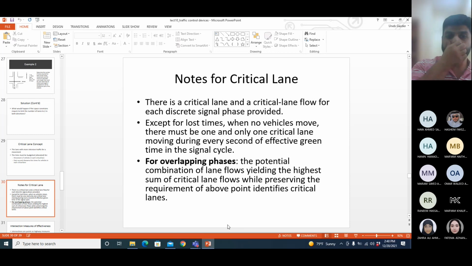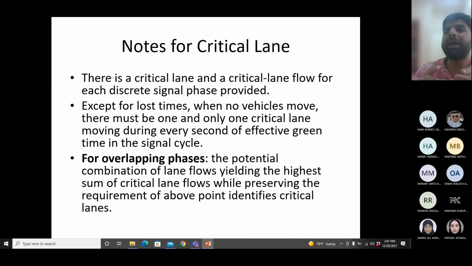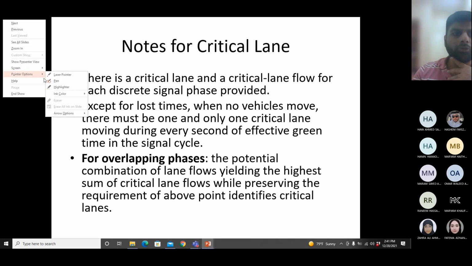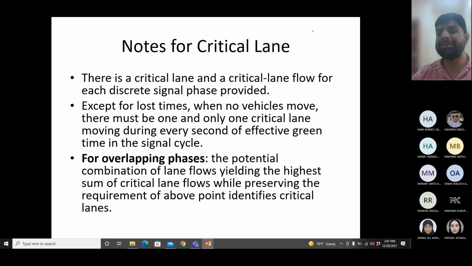Okay. Then the overlapping phases. Okay. Now let me explain what we mean by overlapping. Overlapping basically means when you have two phases and they have some portion of their time common with each other. Okay, so for example, if you are going from Clock Tower towards Rifa Market, the Rifa Avenue Road, on some of these signals, you will find there's this movement and this movement is happening at the same time. For a few seconds, both movements are happening at the same time.